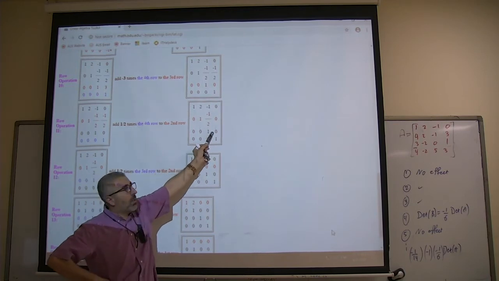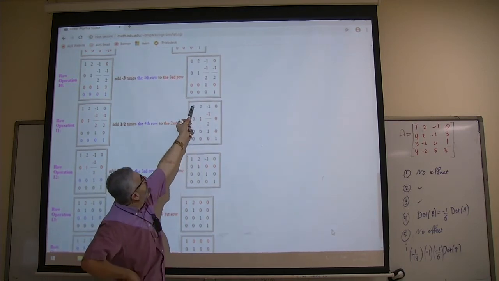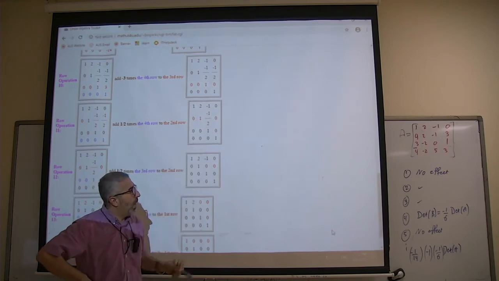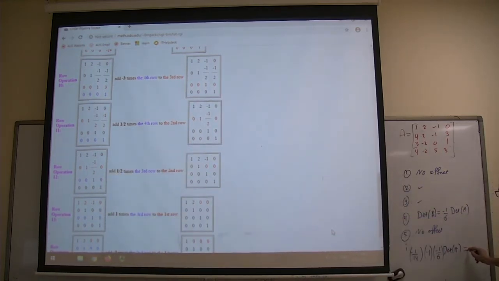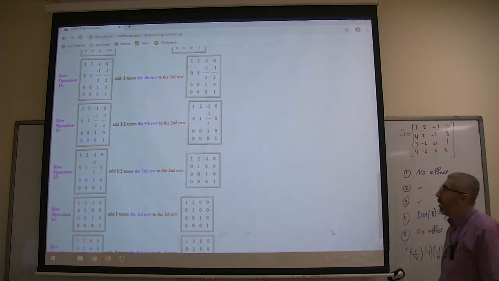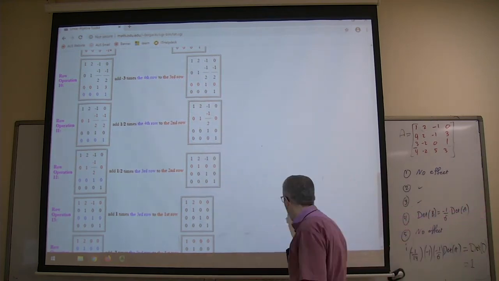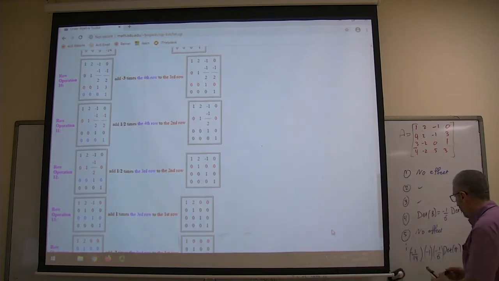This is a triangular matrix. What is the determinant of this? You multiply the elements along the diagonal, so it is 1. I'm going to call that determinant of D, or T, or whatever you want to call it, and that is going to be 1. So, determinant of A, then we multiply that by negative 1 over 6, then by negative 1, then by negative 1 over 14. That ends up with a matrix that has determinant 1.